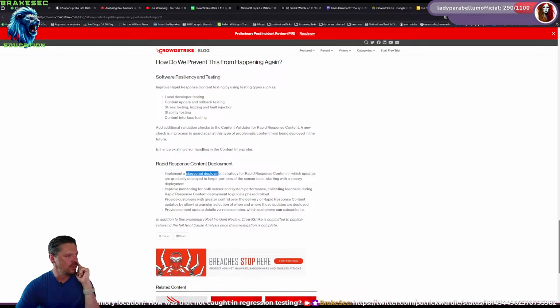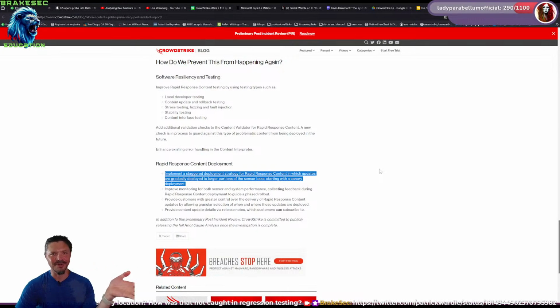Implement a staggered deployment strategy. Oh, hey, look at me. Yeah, look at that. So this is under, I hadn't even gotten down to this part yet, so that makes sense. Okay. Improved monitoring for both sensor and system performance, collecting feedback during rapid response content deployment during a phased rollout, provide customers with greater control over the delivery of rapid response content.